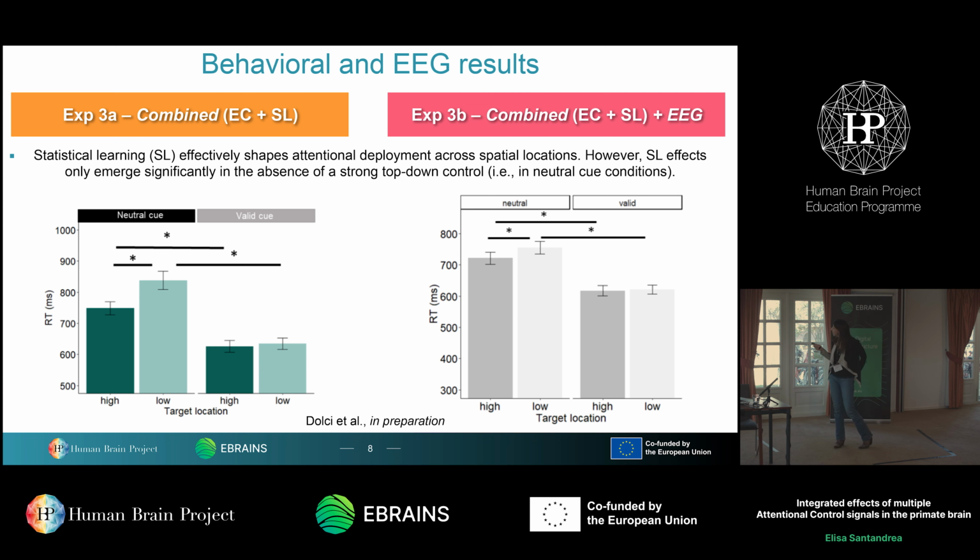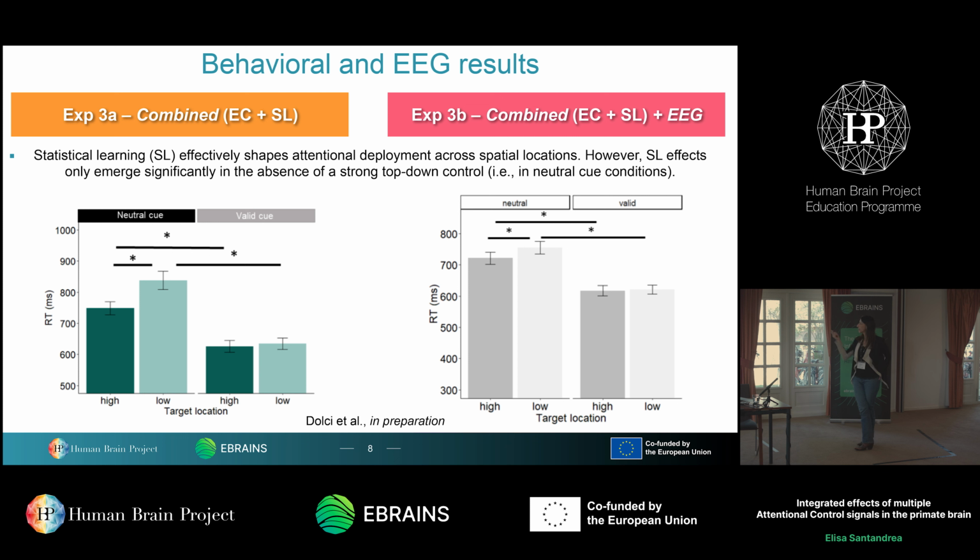But this effect is in reality only evident in trials with a neutral cue. So the difference in performance between high target frequency locations and the low target frequency location is only evident in the case of a neutral cueing. So when the top-down control is active and gives you the complete and valid information about the upcoming target location, you don't make use of information gathered about the location of the stimulus based on statistical learning.